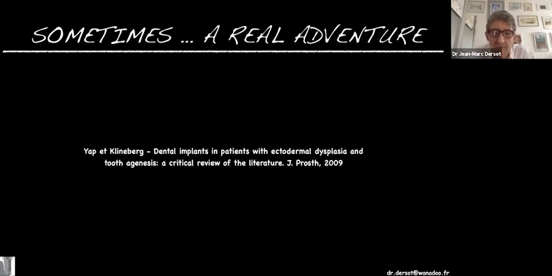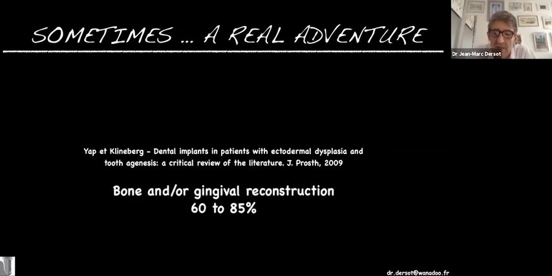So of course, we know today how to augment the bone volume. We know how to take bone, either in the mouth of the patient or outside. We know also how to use bone substitute. For example, in this paper dealing with ectodermal dysplasia and tooth agenesis, one of the conclusions is that in the great majority of cases, we need to do a bone graft and sometimes also to augment the quantity of keratinized tissue. And the bone graft is needed in between 16 and 85%. That means that for the great majority of people without lateral incisors, we need to do a bone graft.